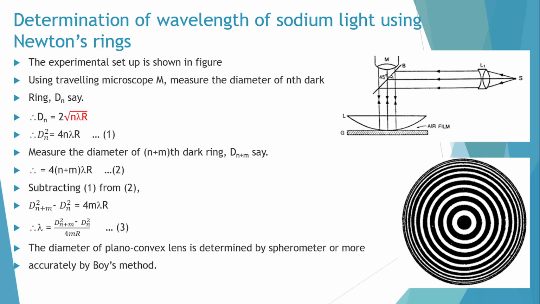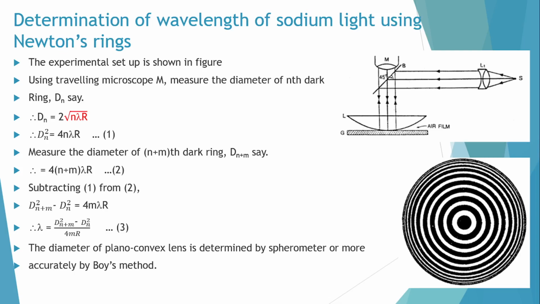If we are considering the 15th dark ring and the 5th dark ring, if we measure the diameters of the 15th dark ring and the 5th dark ring, then what will be the formula? It will be D15 square minus D5 square divided by 4 into m, where m is 15 minus 5 equals 10. So 4 into 10 into R, and in this way we can determine the wavelength of the sodium light.